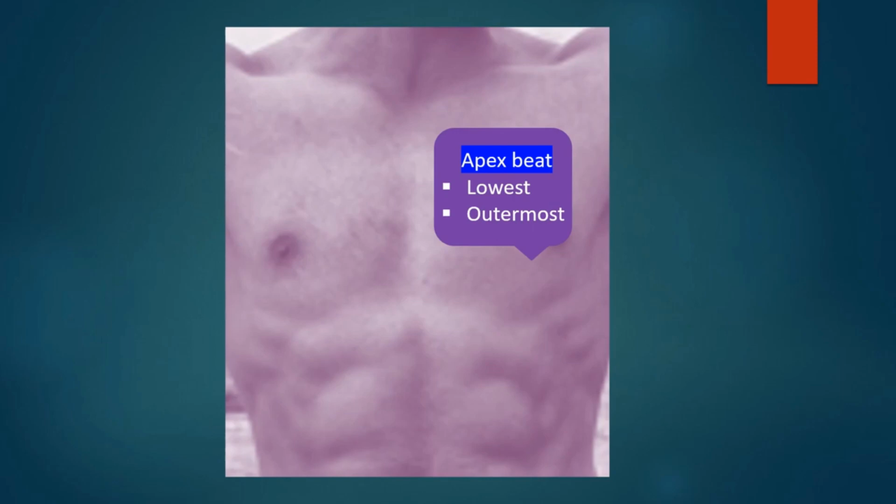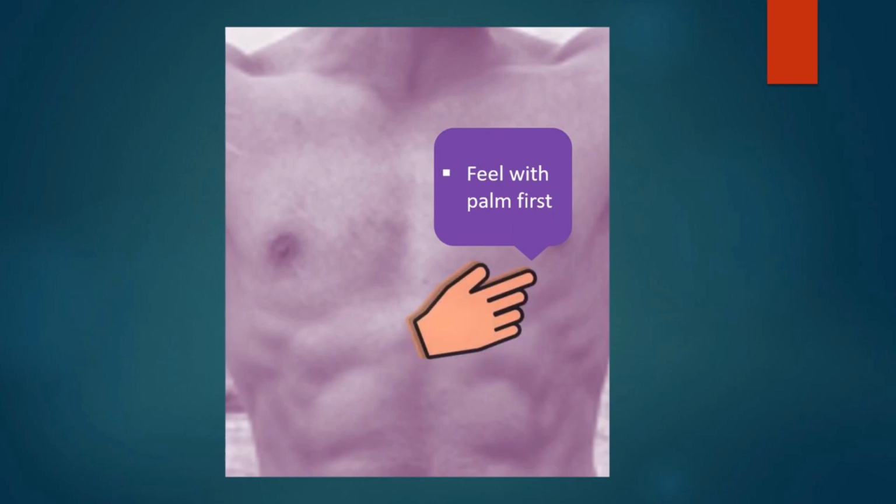If apex beat is not felt on the left side, immediately check on the right side, or else we might miss a dextrocardia. There are some who even palpate both sides simultaneously for this reason. Apex beat is initially felt with the palm of the hand and then localized with the index finger. Sometimes it may be difficult to palpate in obese individuals and in those with emphysema. Palpation in held expiration and in left lateral position may help in localization.